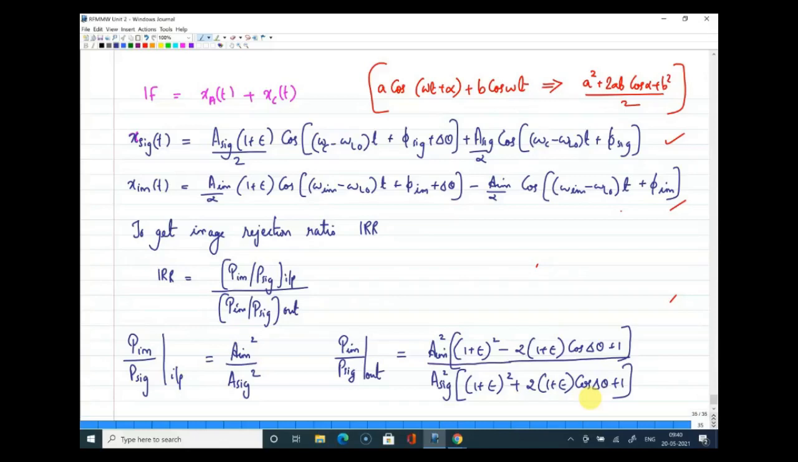Are you getting the same expression? Yes, sir. All right, yeah. Lalit, I think you have a question, but delta theta is really negligible, right? It won't cause much of a difference.